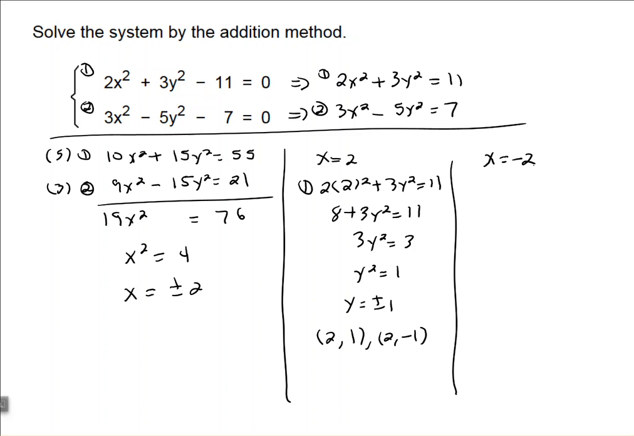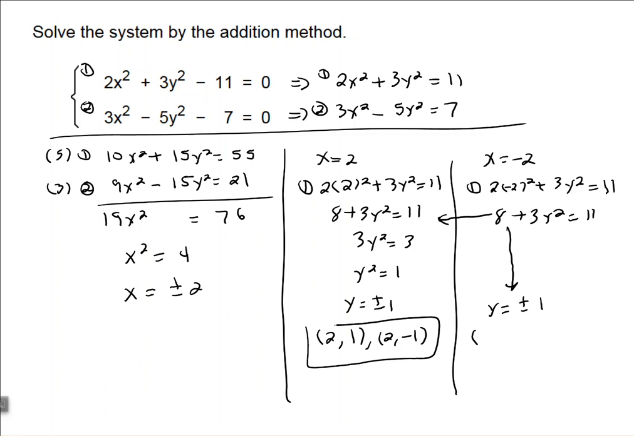What about when x is negative 2? X is equal to negative 2. And do the same thing. In equation 1, let's plug it in. Negative 2 squared is positive 4. And 4 times 2 is 8. Again, I see that I have the exact same equation, so I know that y is equal to positive or negative 1 in this case as well. So my solutions are 2, 1, 2, negative 1, negative 2, 1, and negative 2, negative 1.